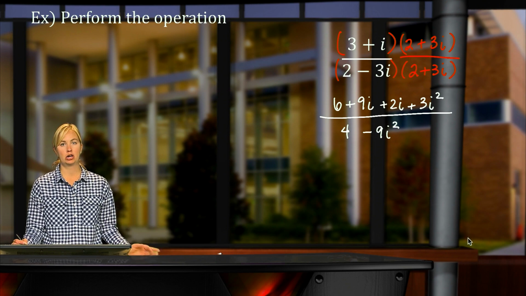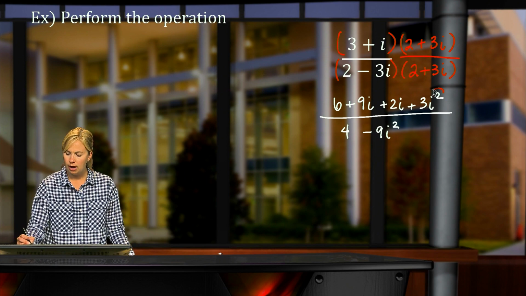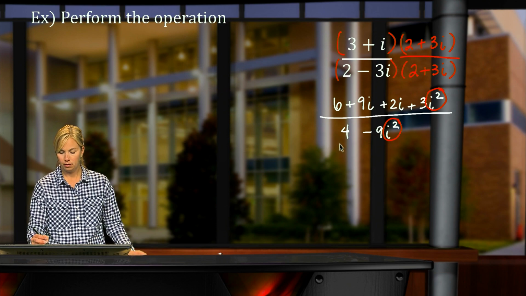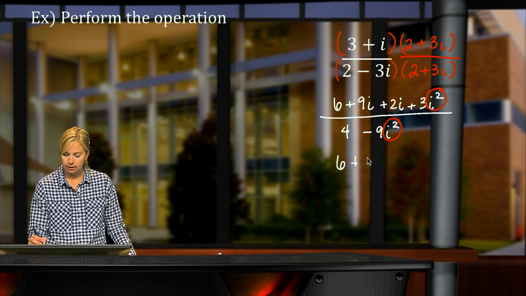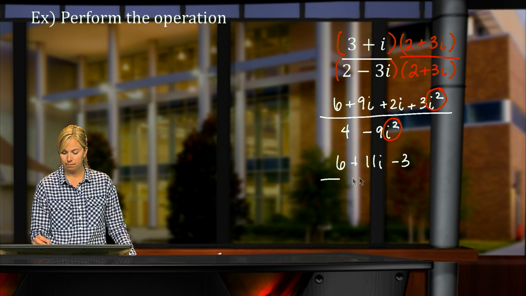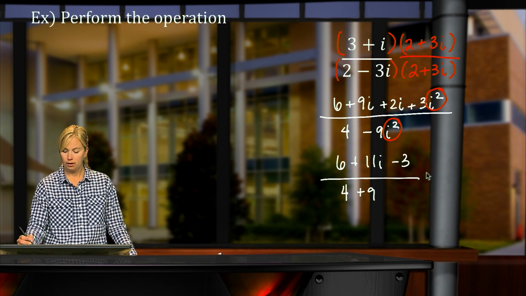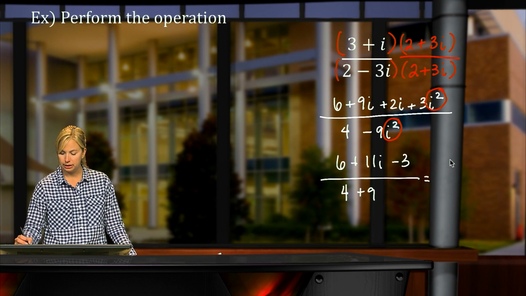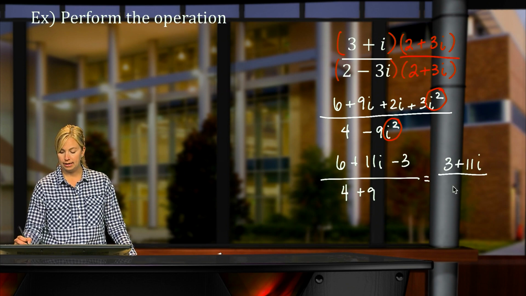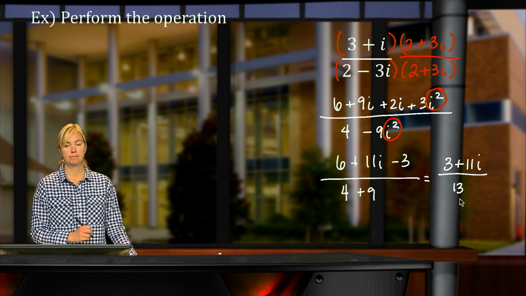So in the next step, I'm going to start simplifying by combining like terms. I'm also going to replace my i squareds with negative 1. So we have 6 plus 9i plus 2i is 11i. And then this is 3 times negative 1, or negative 3. Over 4, negative 9 times negative 1 is positive 9. Simplifying further, 6 minus 3 is 3, plus 11i, over 4 plus 9 is 13.